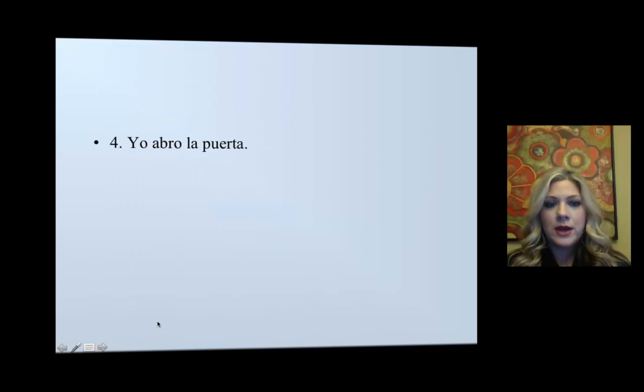And here's one more practice. Yo abro la puerta. I open what? La puerta, the door. We replace la puerta with la, and then it goes before the conjugated verb. Your conjugated verb is abro, so yo la abro. I open it.